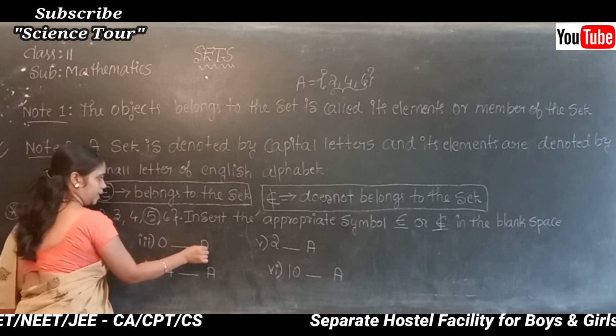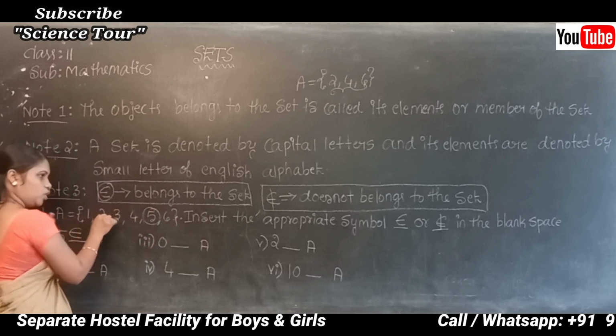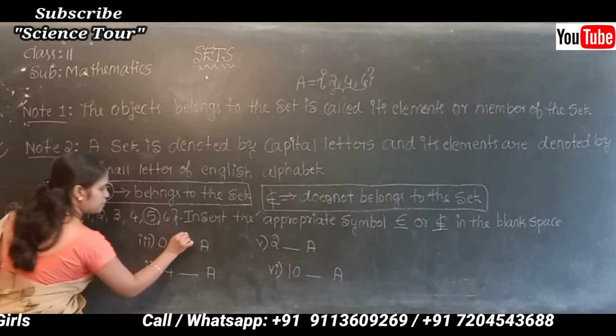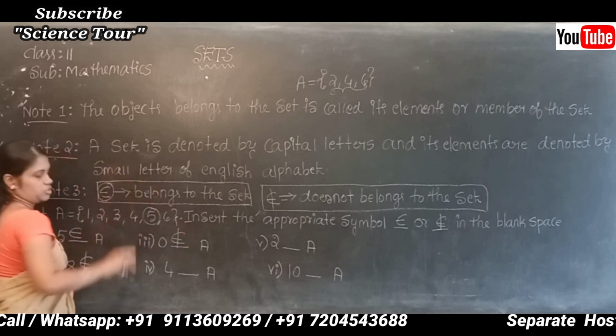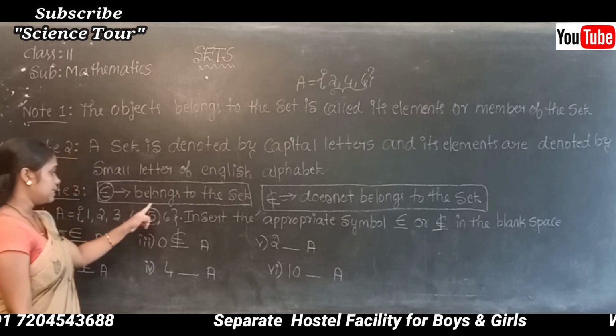So next, third question. 0 dash A. Do you have 0 here? In this list, do you have 0? No, right? 0 is not included, right? So therefore, what is the symbol? Does not belong. Does not belong.